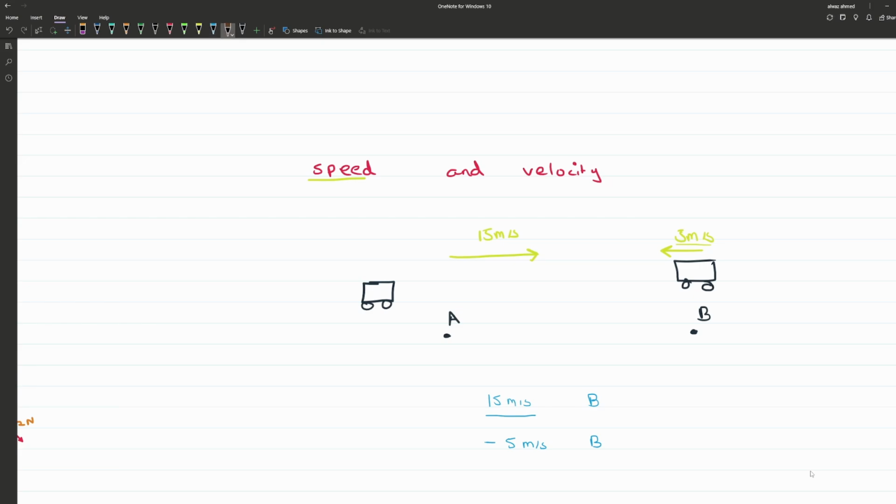Let me explain this a bit better. We're talking about the velocity in the sense that an object is moving towards B. Now in this case, the object is moving away from B, so we can't say that it's moving towards B. If moving towards B was positive, going opposite to that is going to be negative.